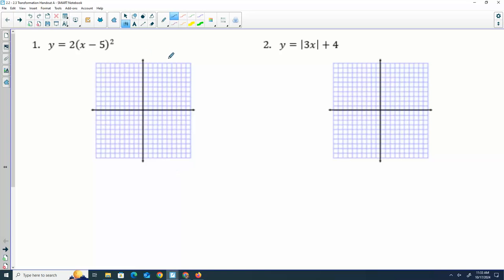So on these, I'm expecting a parent function. How many points do you have to put on your parent function? 3. I feel like I say that every time, but still some people aren't doing it. So make sure, what's my parent function?